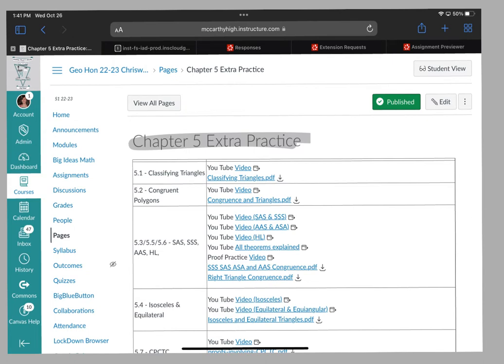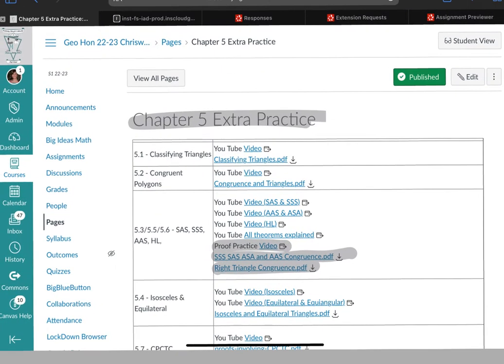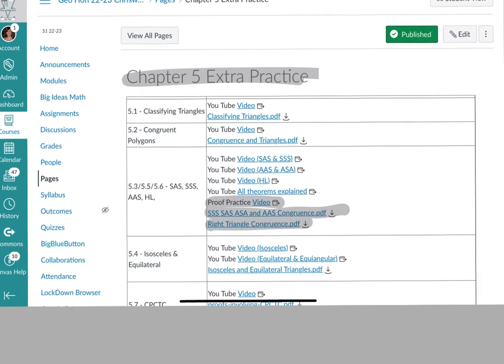But if you want some extra proof practice, there's a video and then there's 2 PDFs that can help you with some extra proof practice there. If you need the extra practice on the CPCTC, there's an extra practice. It got cut off on this picture, but there's an extra practice proofs involving CPCTC there. So you need to be really self-aware of where it is that you're struggling and what you need the extra practice with, and there's some extra opportunities there. How about 5.3, 5.4?